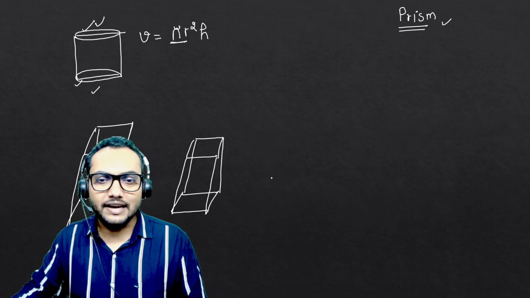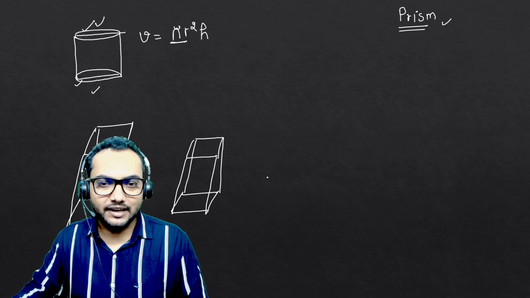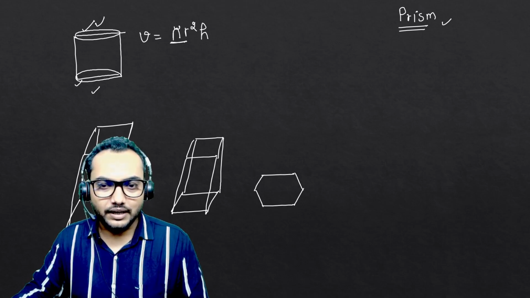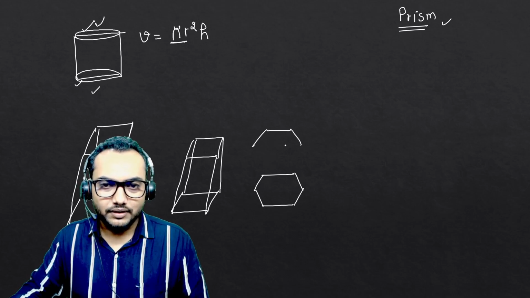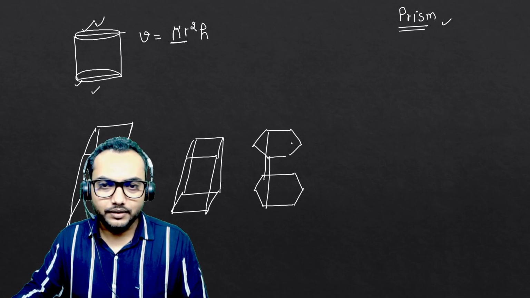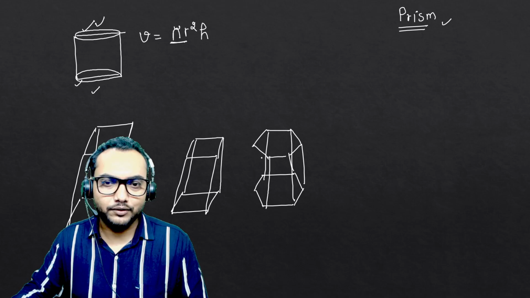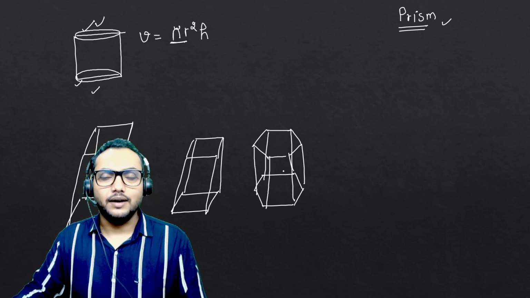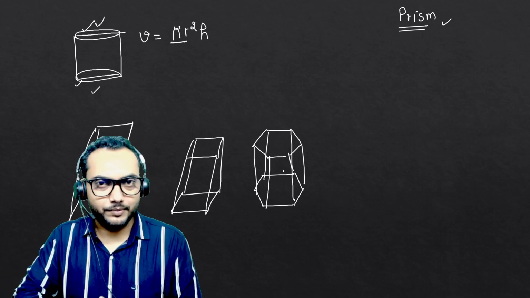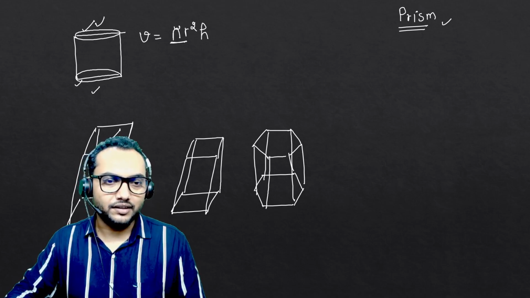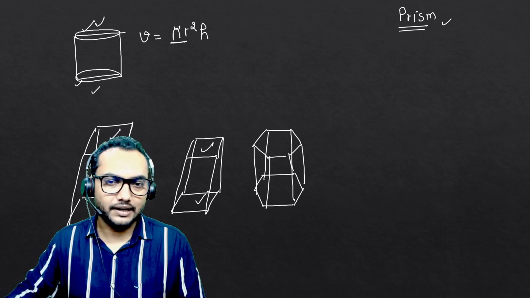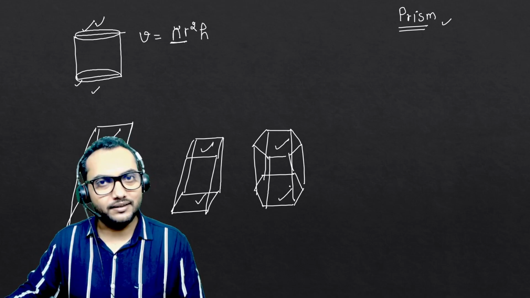Now let us suppose we have a hexagonal figure, a regular hexagonal polygon. Let me draw this, this will be here, this will be here, right? So this is a hexagonal prism. We can see here we have two identical opposite surfaces: square, square, rectangle, rectangle, hexagonal, hexagonal, right? I hope this is clear.